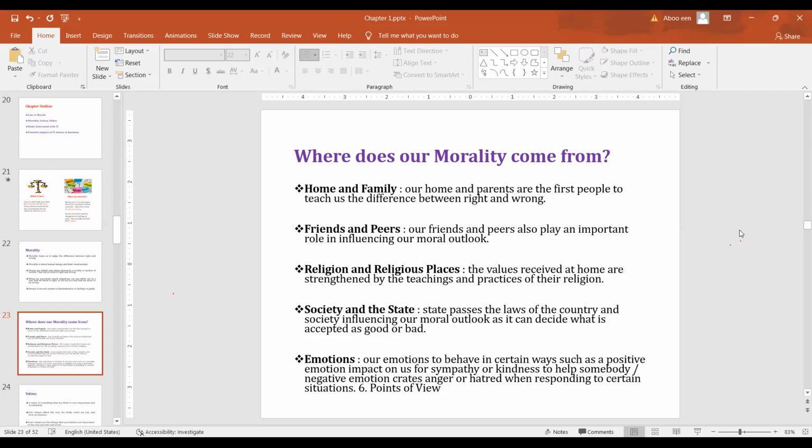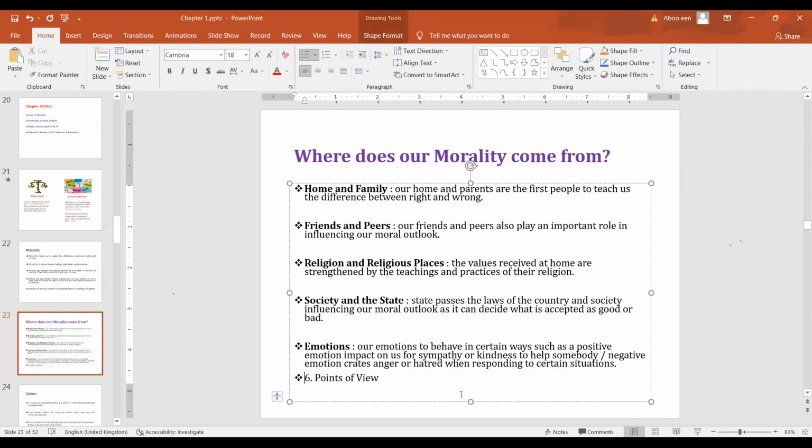And emotions. Our emotions make us behave in certain ways, such as positive emotions leading to sympathy or kindness to help somebody, or negative emotions creating anger or hatred when responding to certain situations. This is the sixth one. Emotion can decide an individual to behave in a good manner as well as in a bad manner.